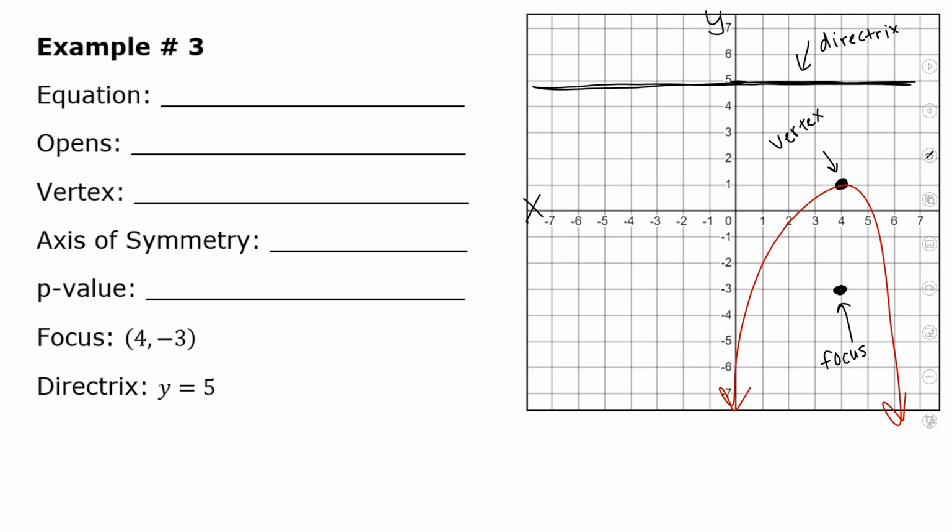So let's write all this information down. I know it's opening down. The vertex that I just drew, that's at 4, 1. This is my vertex right here. That's at 4, 1. Axis of symmetry, where is that at? 4. So you're going to put x equals 4 for the axis of symmetry.